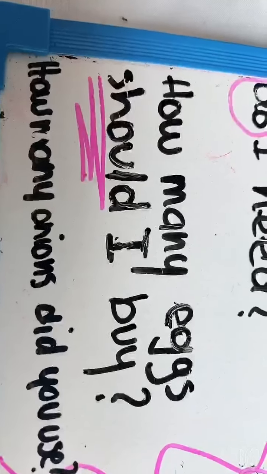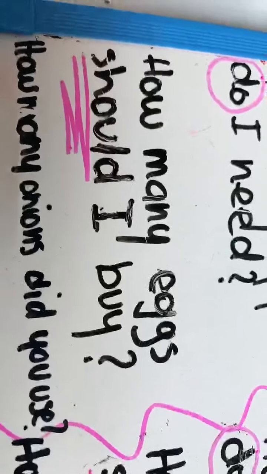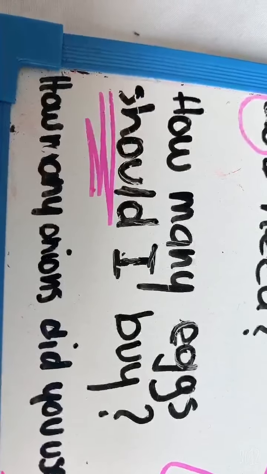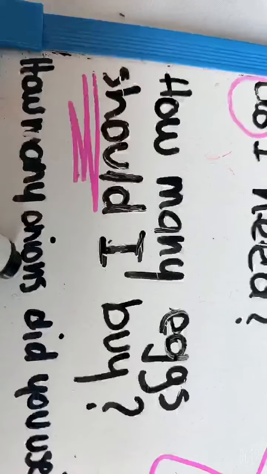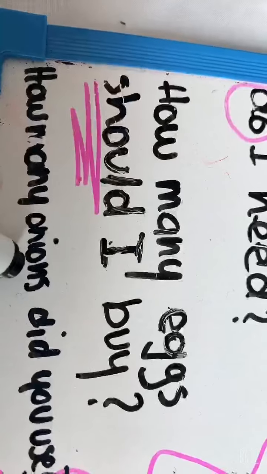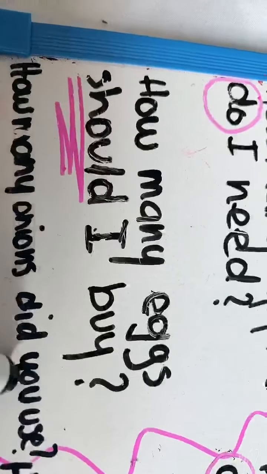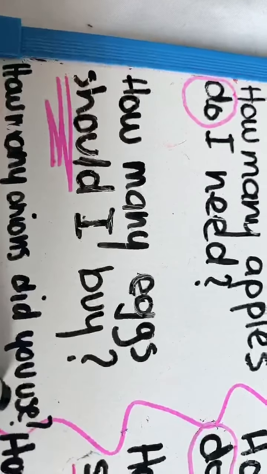Then we have another example. How many onions did you use? So how many is the question, onions is the object, did is the auxiliary, you is the subject, and use is the verb.